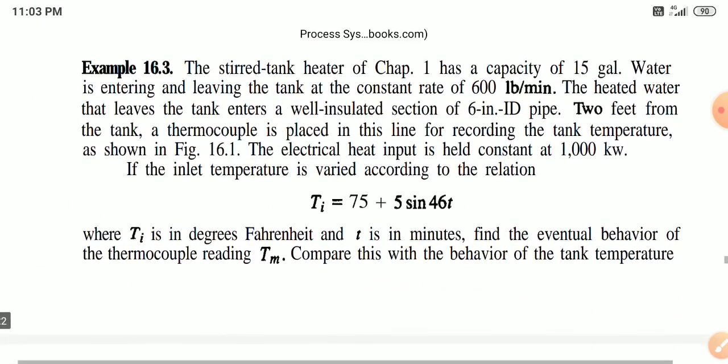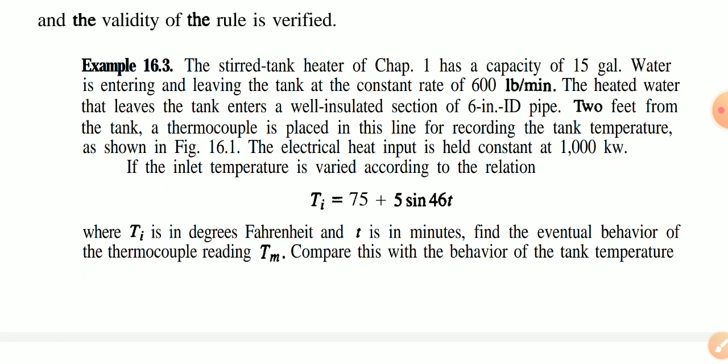Now start example 16.3. The stirred tank heater of chapter 1 has a capacity of 15 gallons, and water is entering and leaving the tank at a constant rate of 600 lb per minute.